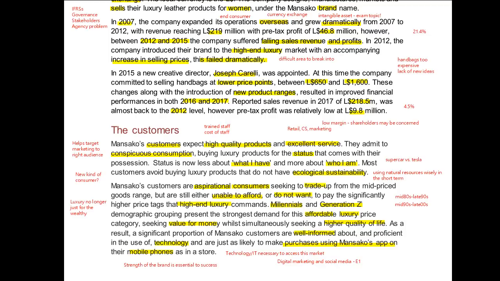Rightio, so we will move on, and just in the final bit of this video, we'll take a look at page 4, which is a chart given in the pre-seen that maps out where Mansako stand in relation to some other fashion companies in the overall market.